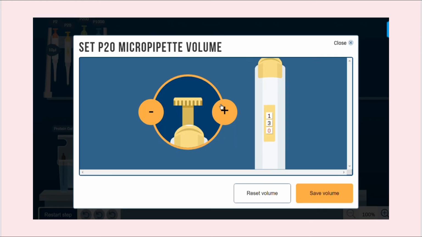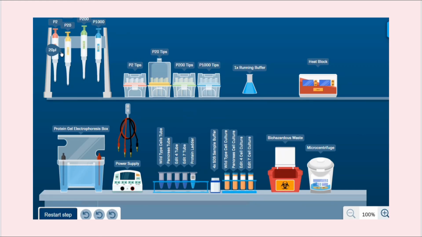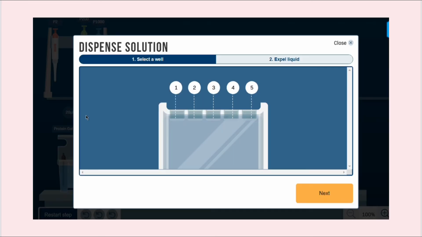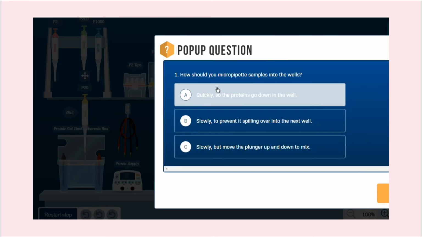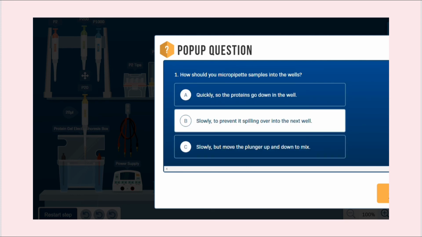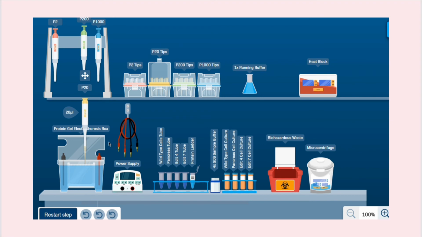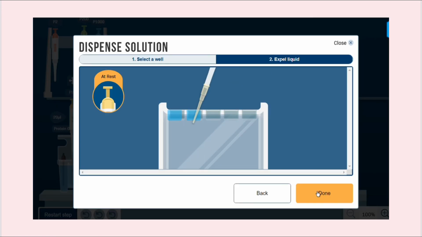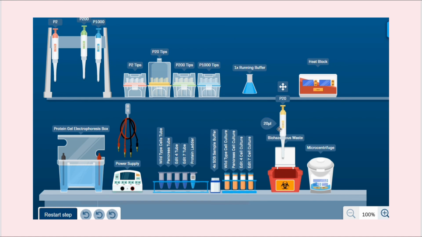Next, set the micropipette to 20 microliters, attach the tip and draw up the protein ladder. And then move the micropipette to the first lane of the protein gel and dispense the protein ladder into the first well. Next, dispense 20 microliters of the positive control into the second well of the gel. And then dispense 20 microliters of negative control into the third well of the gel.